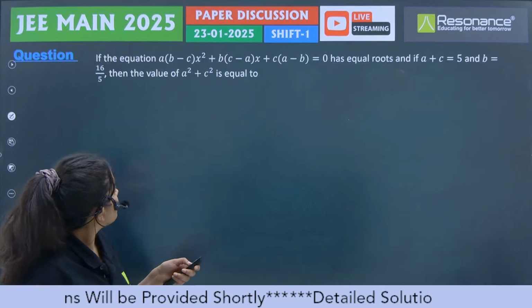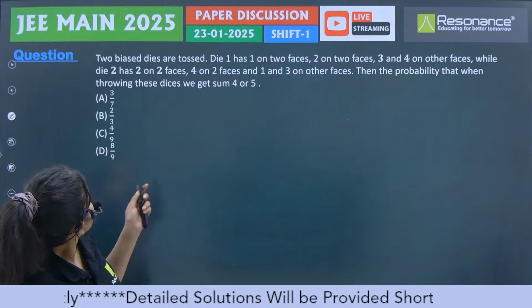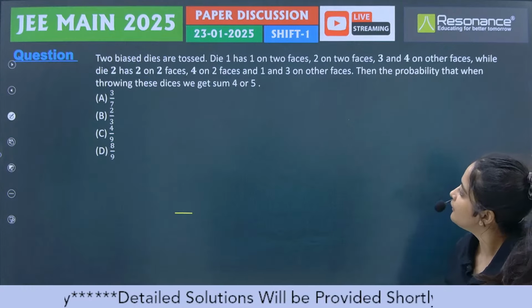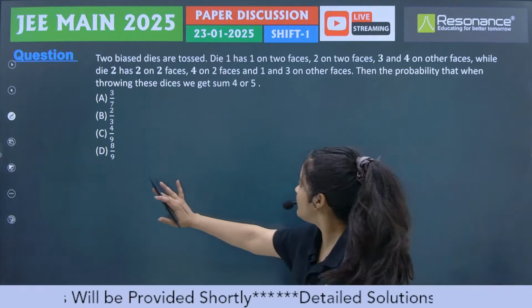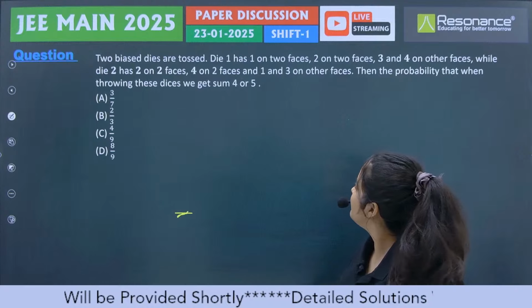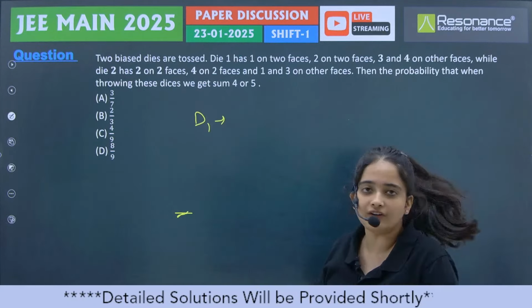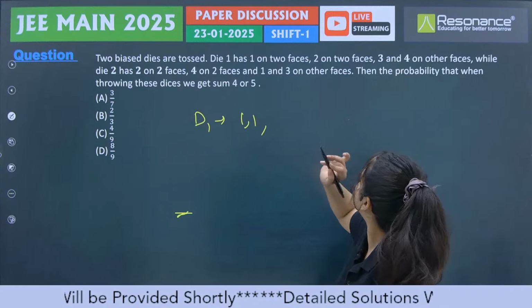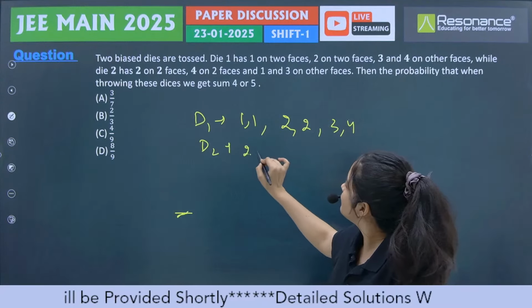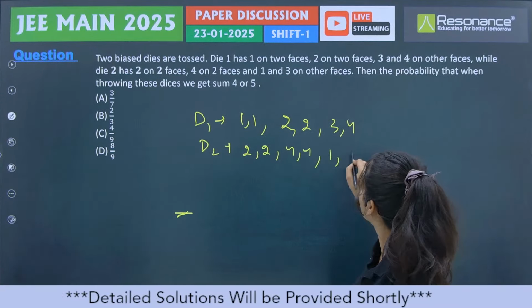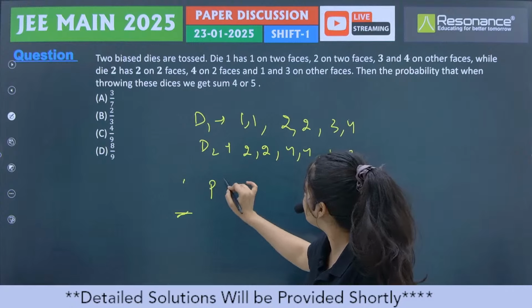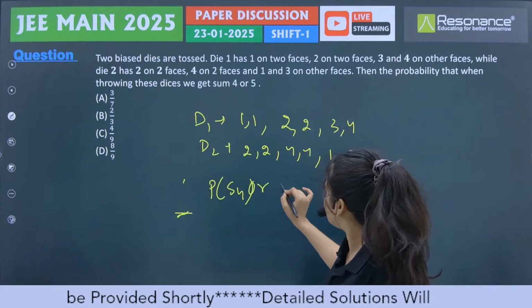Okay, we skipped one question by mistake. Let's go back. This one probability question we skipped by mistake. Let's do it. Again a fairly simple question, similar to questions we have done in our notes and resonance sheet. Two biased dice are tossed. What are we given? Die 1 has 1 on 2 faces, 2 on 2 faces, and 3 and 4. Die 2 has 2 on 2 faces, 4 on 2 faces, and 1 and 3. They are asking us to find the probability that on throwing these dice we get sum 4 or sum 5.